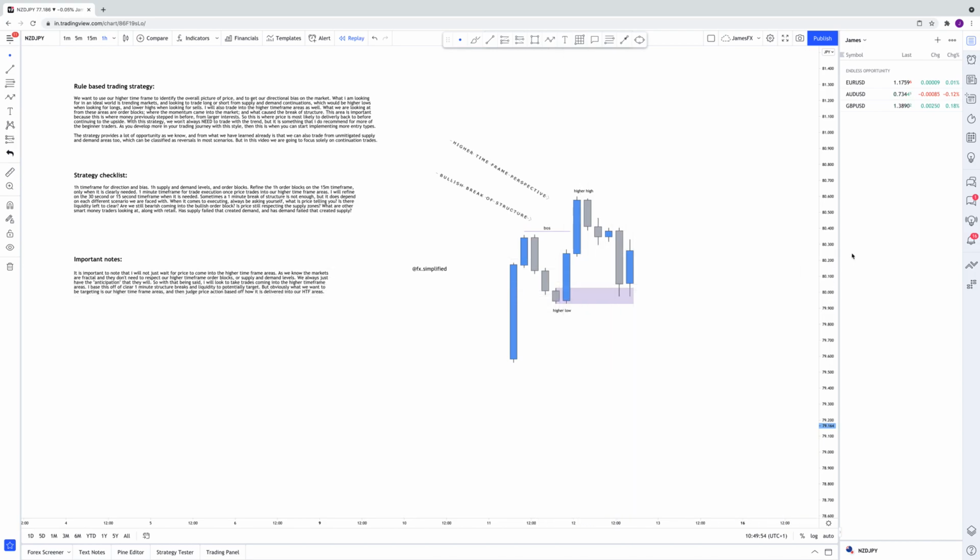Okay, I will also trade into the higher time frame areas, which we get into in the example on New Zealand yen that I'll be looking at.